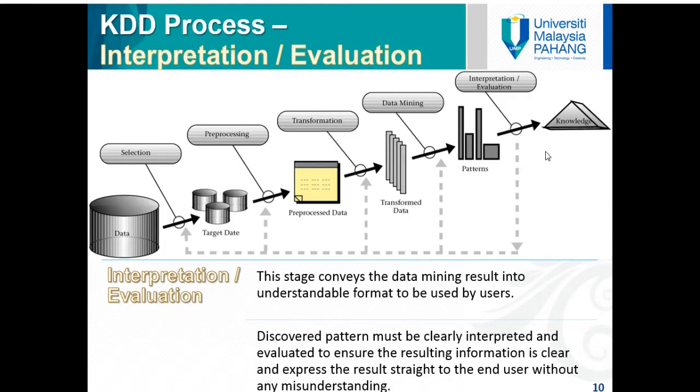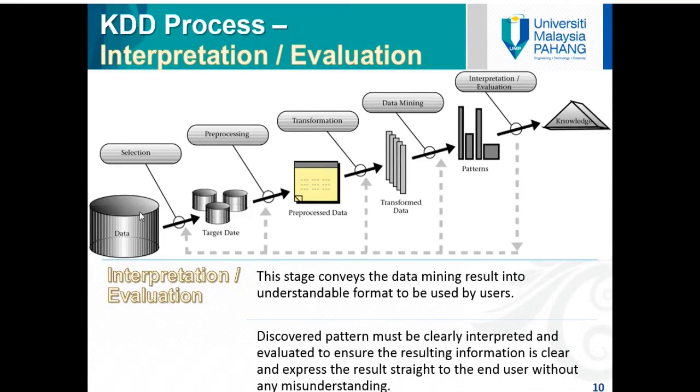How the interpretation or evaluation does the process can be achieved by evaluating the patterns or the interesting knowledge in order to ensure the derived patterns are clear and express the result, and this result is straightforward to the user, where the user can fully understand the information without any misunderstanding. Thus, the discovered pattern must be precisely evaluated in the evaluation phase in order to present these patterns to be easily understood by the user. So this is the end of the KDD process.